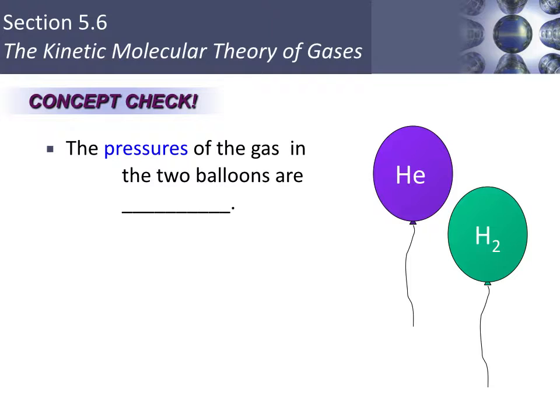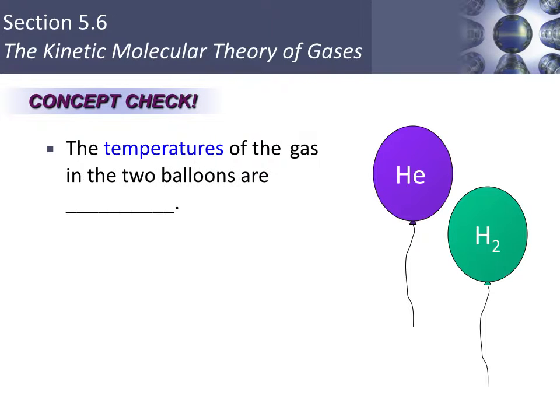If you think about it, the ideal gas law says that 1 mole of any ideal gas occupies the same volume as 1 mole of any other gas under the same conditions of temperature and pressure. So basically, PV equals nRT. If the volume's the same, then the pressure needs to be the same. Next up, the temperatures of the gas in the two balloons. They are also the same. Again, it's the same thing. If the volume's the same and the pressure's the same, then the temperature also has to be the same.